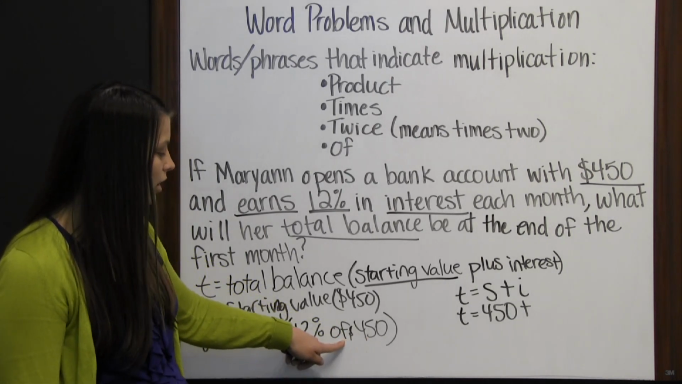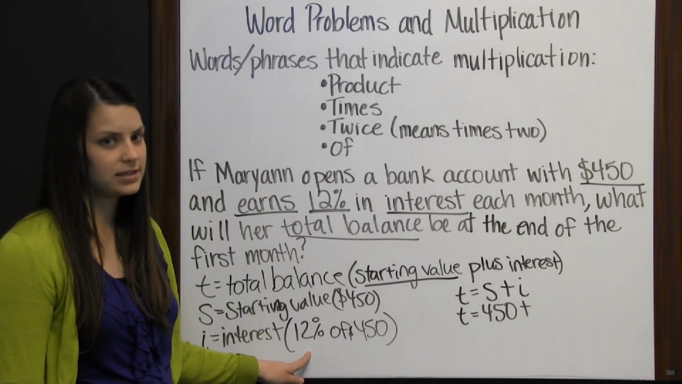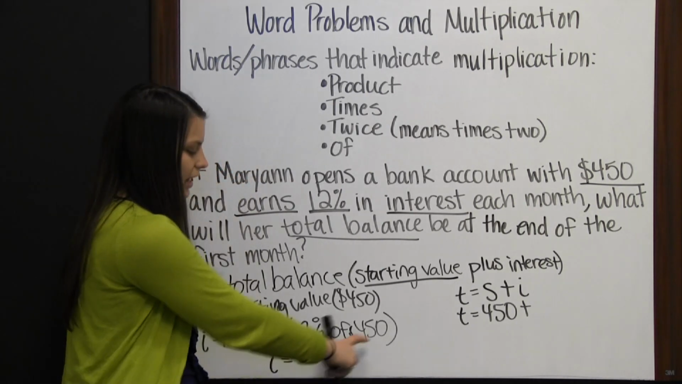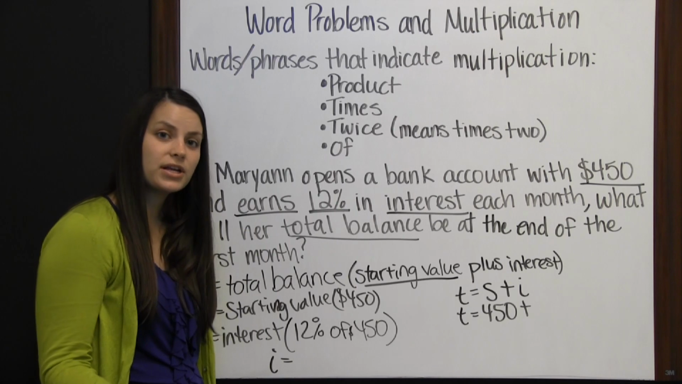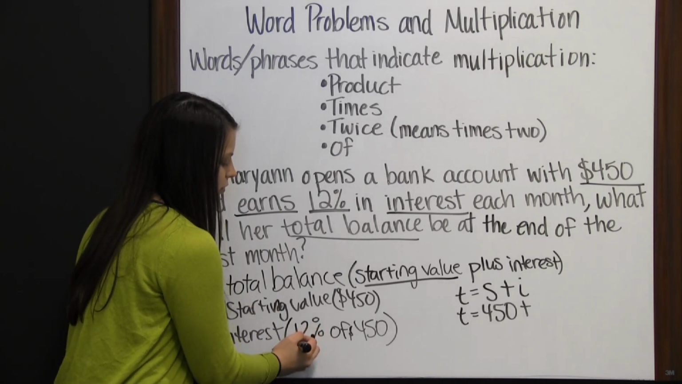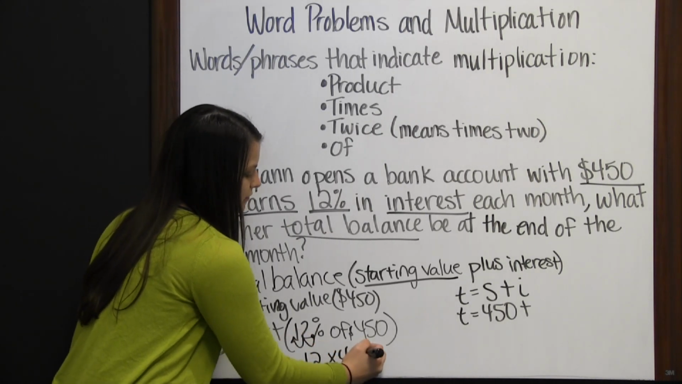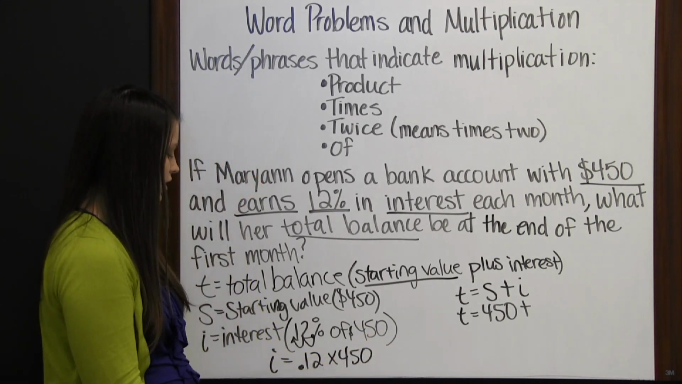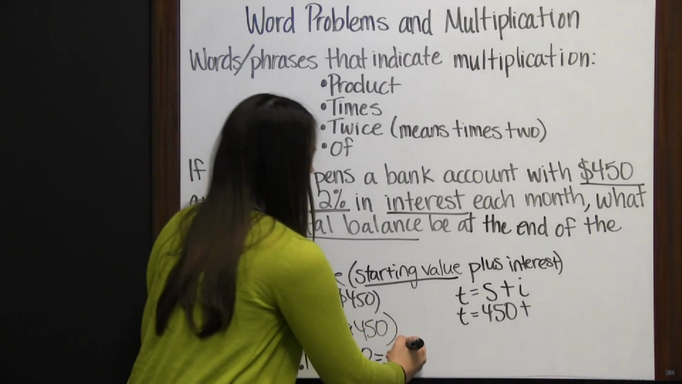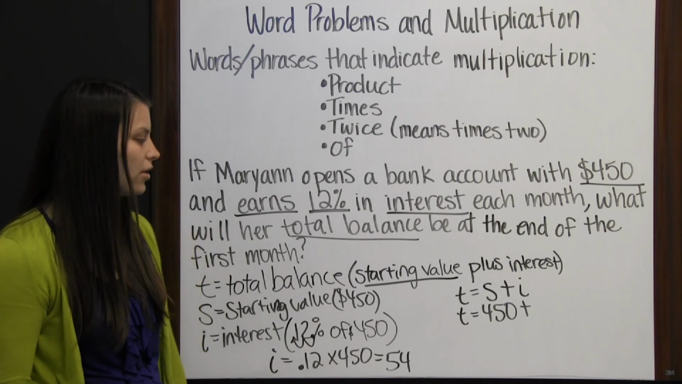And there's one of those words that means multiplication. So in order to find my interest, I'm going to have to do 12% times 450. But first we're going to change our percent to a decimal. So we move our decimal 2 places to the left. So we get 12 hundredths times 450 as our interest. And 12 hundredths times 450 is 54. So our amount of interest that we earned in that month was $54.